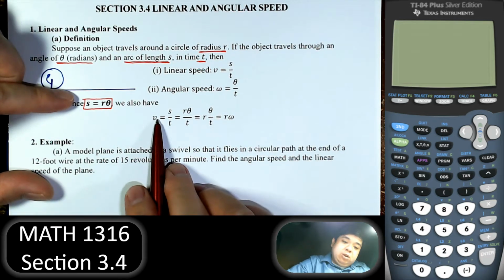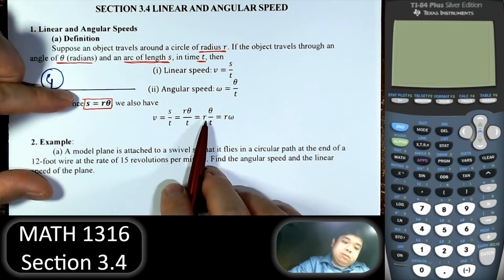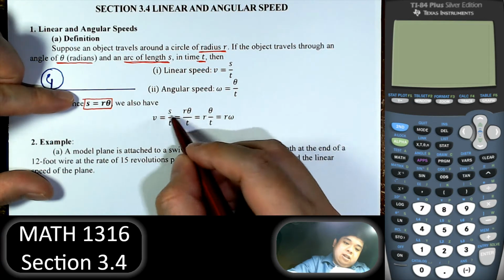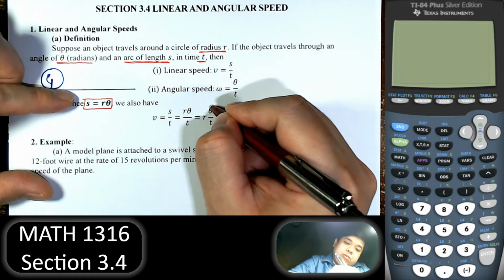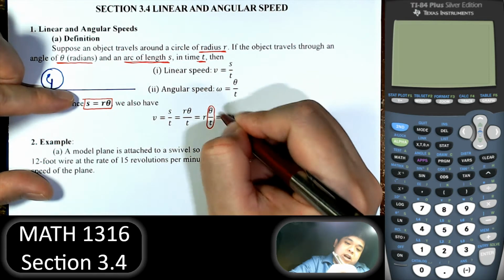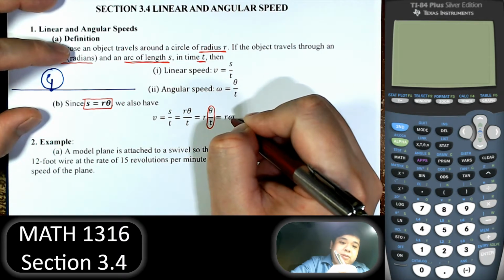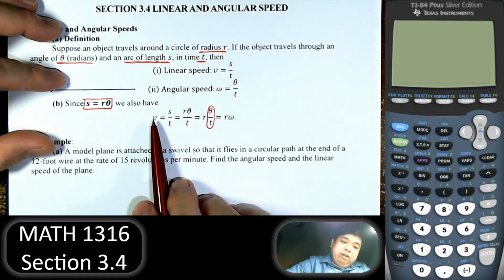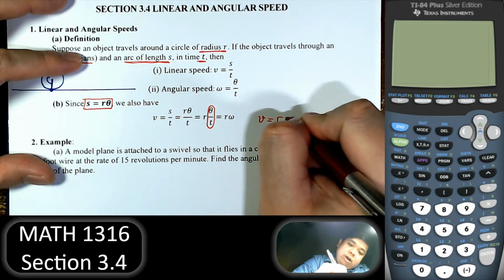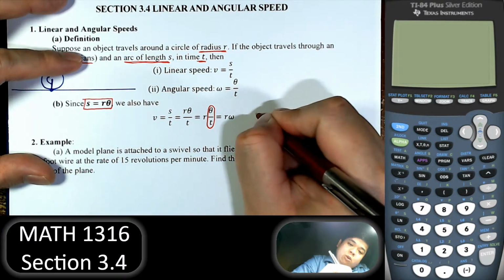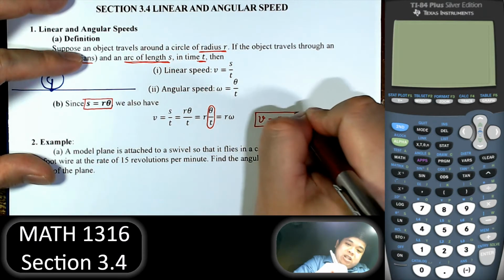So we substitute that in, s is equal to r theta, and then we group theta over t together as omega, and we have v is equal to r omega. Right. By the way, let's go over how we say this thing.